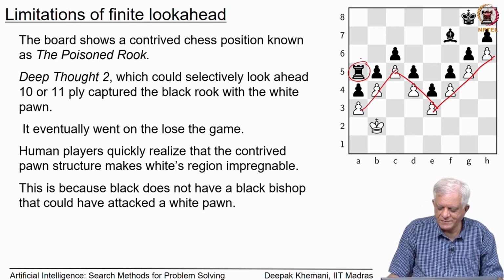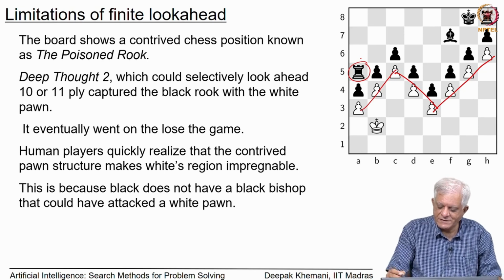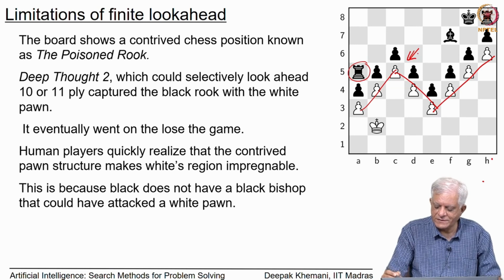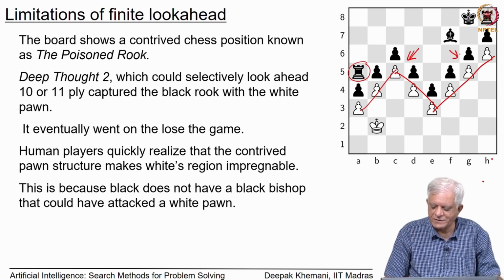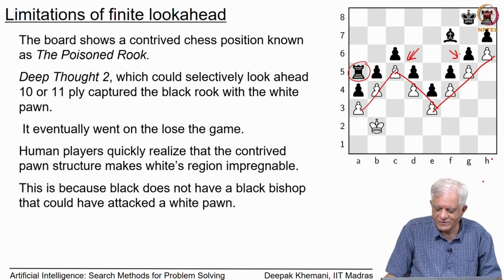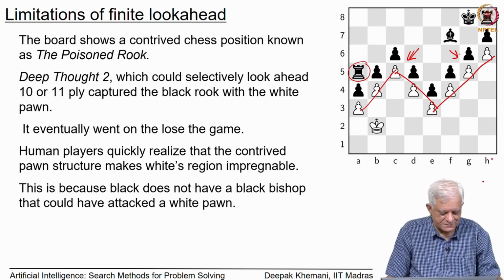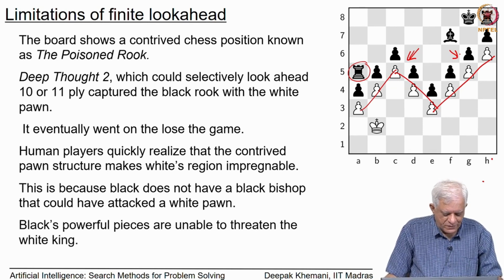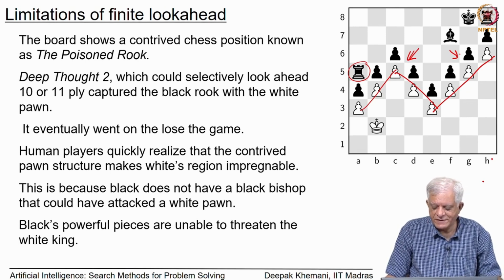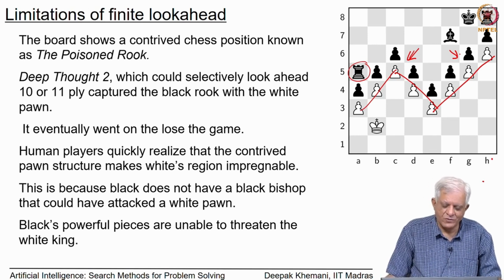If black had a black bishop, then the black bishop could have possibly attacked one of the white pawns, either this one or this one or any of the white pawns, because they are all sitting on black squares, but black does not have a black bishop in this case. So, this illustrates that a finite amount of look ahead, in which you are looking at material value and positional value, is often unable to discern some odd situations like this, which human beings can still do quite well.